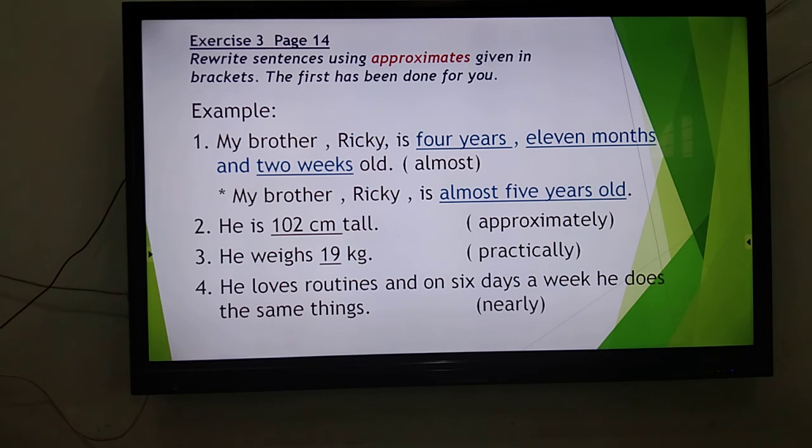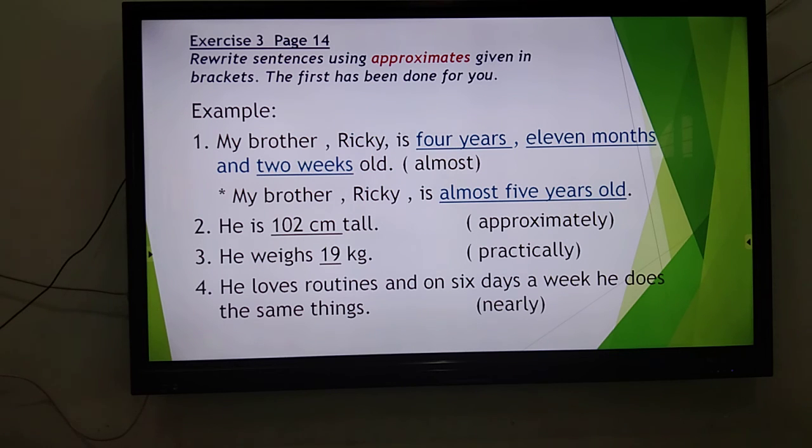Sorry, exercise 3, page number 14. The first one is done for you. We have to use the approximates given in brackets. My brother Ricky is 4 years, 11 months and 2 weeks old. Now this is very, very difficult and a very long way to write about age. So how can we write this sentence? We can write it like, my brother Ricky is almost 5 years old.